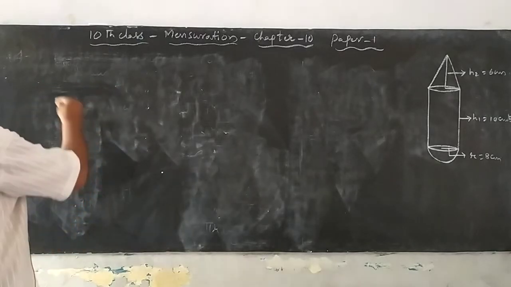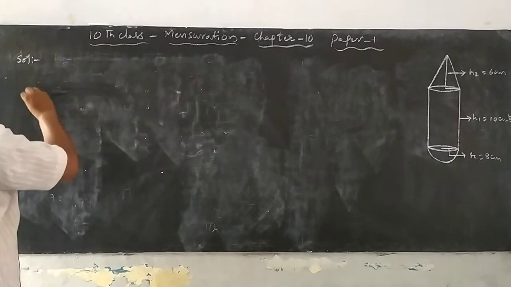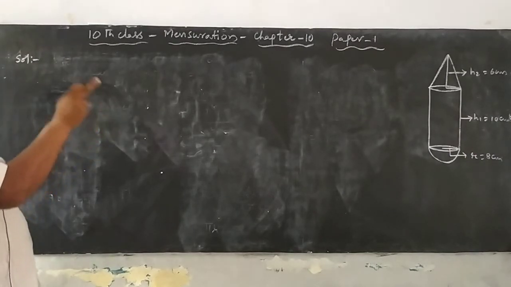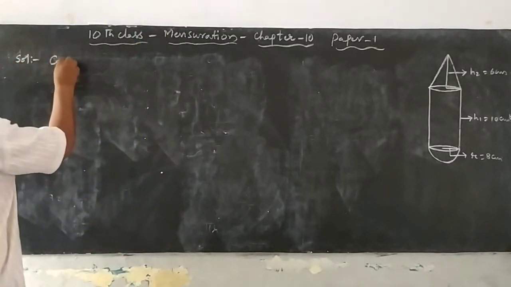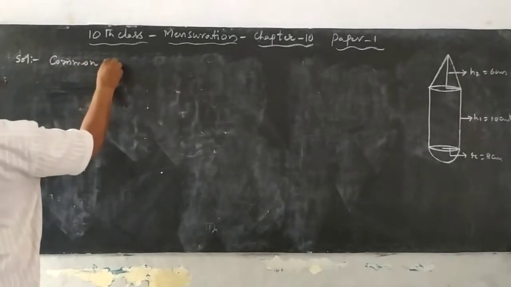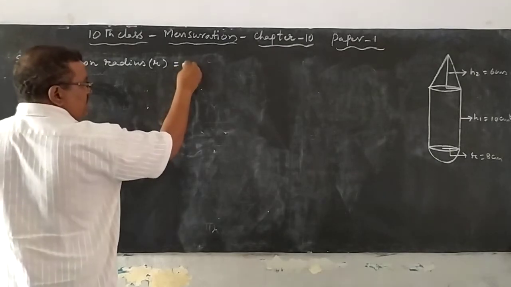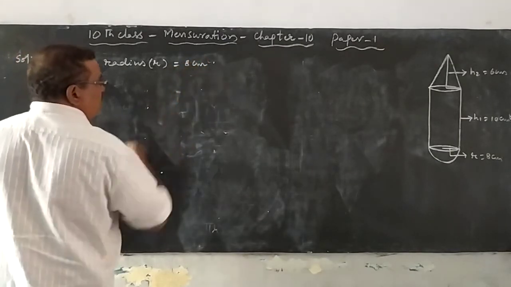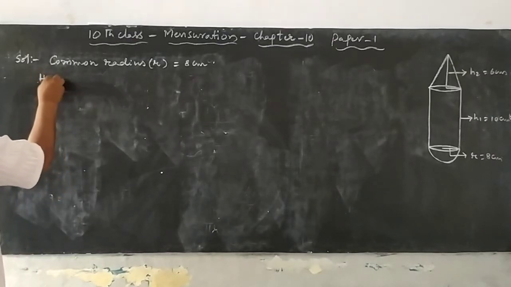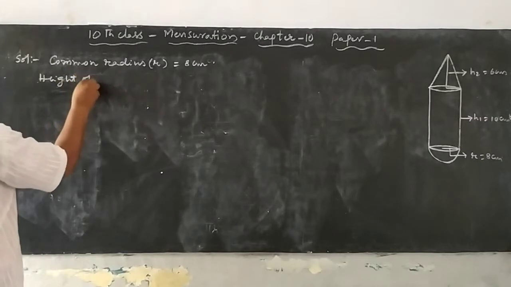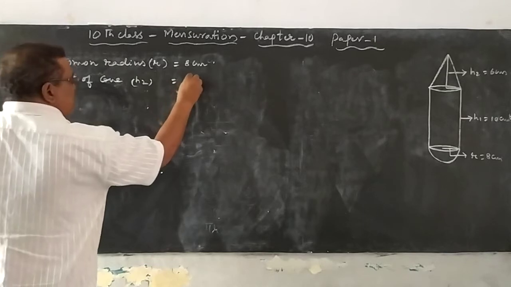Now, the solution. Common radius means the radius of the hemisphere, the radius of the cylinder and the radius of the cone are equal. Common radius R is equal to 8 centimeters. Next, the height of the cone, that is H2, is 6 centimeters.